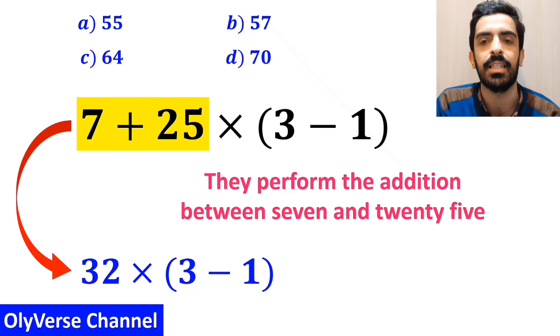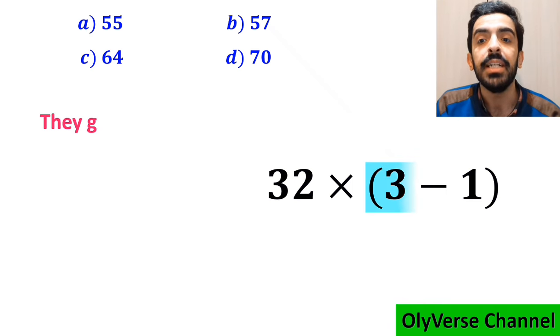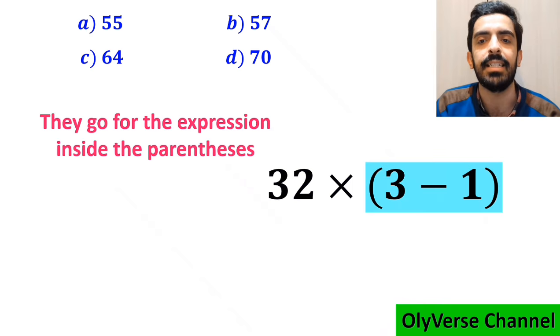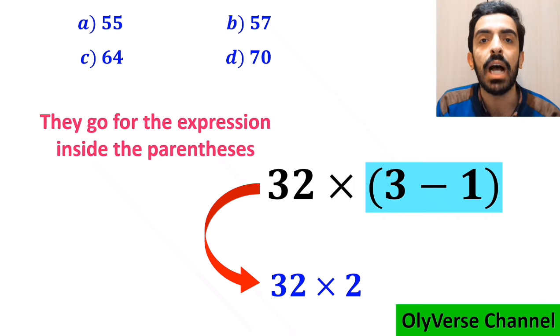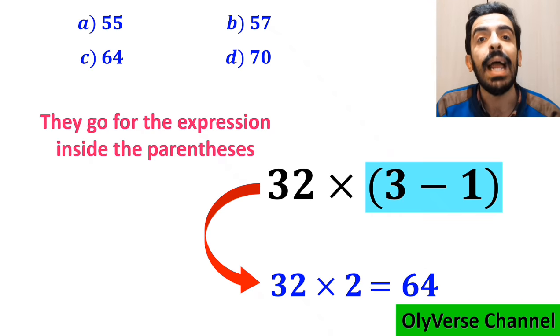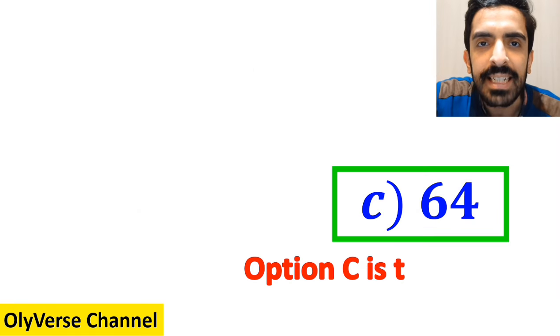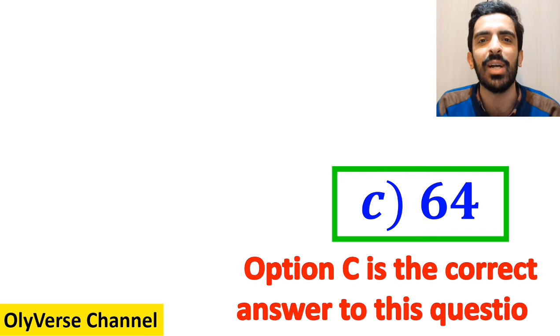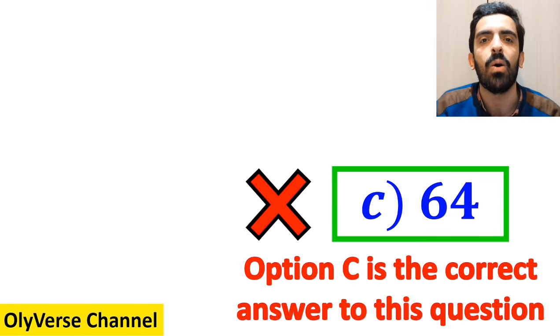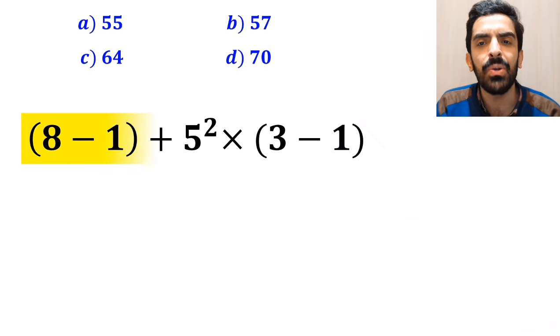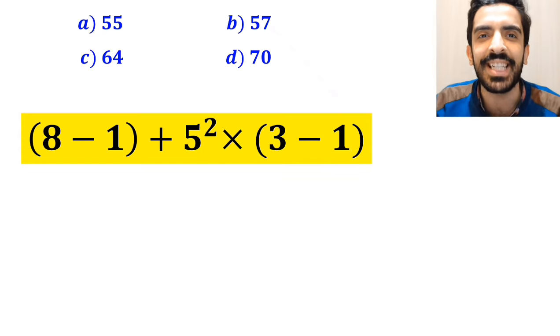And the final step, they go for the expression inside the parentheses and replace it with 32 times 2, which ultimately gives them the answer 64. And without any hesitation, they quickly say that option C is the correct answer to this question. However, that's definitely wrong. Alright, now let's go through this question step by step and solve it together.